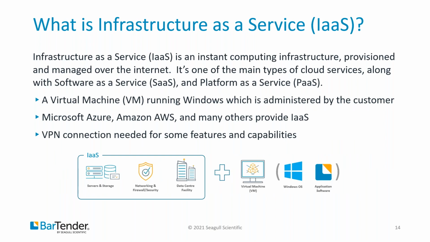So first, we'll take a little closer look at infrastructure as a service. Infrastructure as a service is instant computing resource provisioning, which is managed over the internet. As we saw, it's one of the main models of a cloud service. As you see there in the box, the IaaS is offering the data center, the networking and security, the physical servers and hard drives themselves.